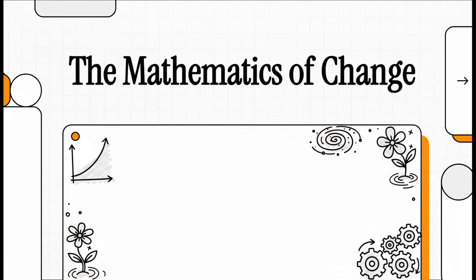All right, let's jump right in. Today we're going to pull back the curtain on a secret mathematical language that describes how literally everything around us changes. It's called the derivative, and I promise you, it's way more exciting than it sounded back in high school.